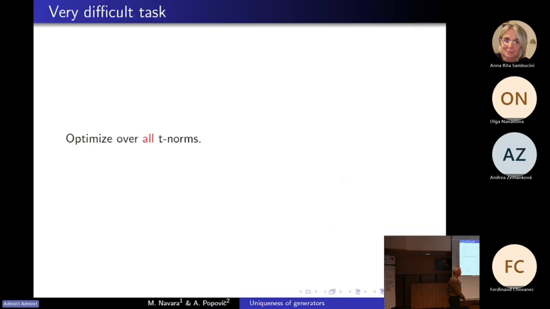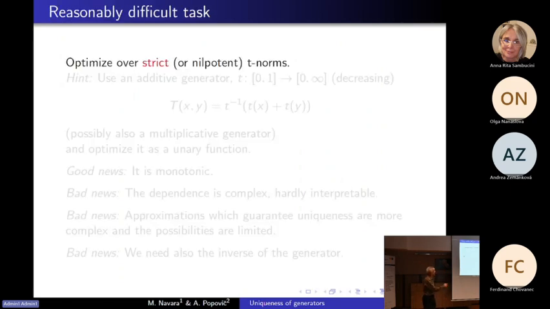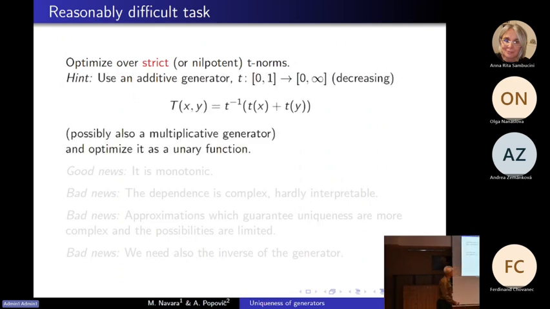I will speak of the more general case when we do not restrict to one family of t-norms, but we consider, say, all t-norms. Okay, this is a very difficult task. So we will restrict. Let's speak of strict t-norms or nilpotent t-norms or both, not others. And the advantage is that we can use its additive generator, alternatively multiplicative generator. I will speak of additive generators.